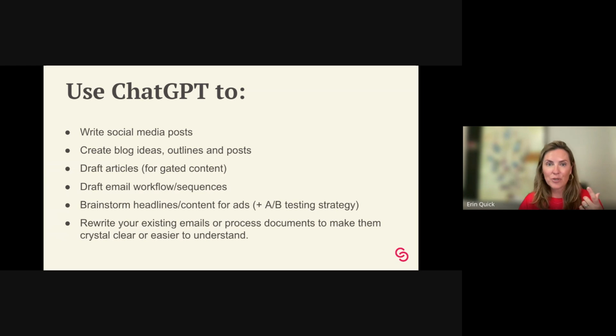You can brainstorm headlines or content for your paid ads. And then you can say, now give me an A/B test method over the next 3 months, and it will give you step-by-step how to use that A/B testing that I was talking about.